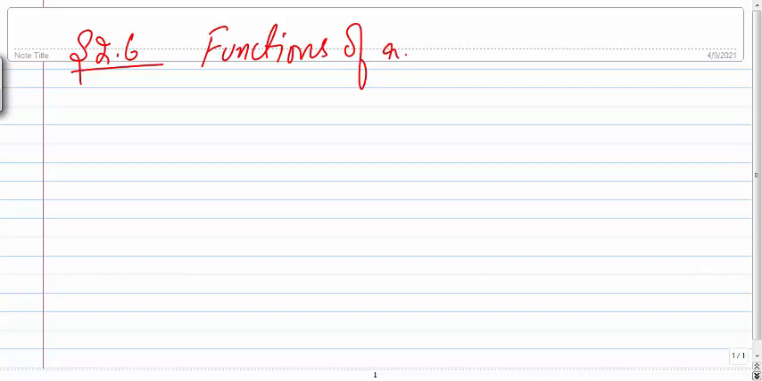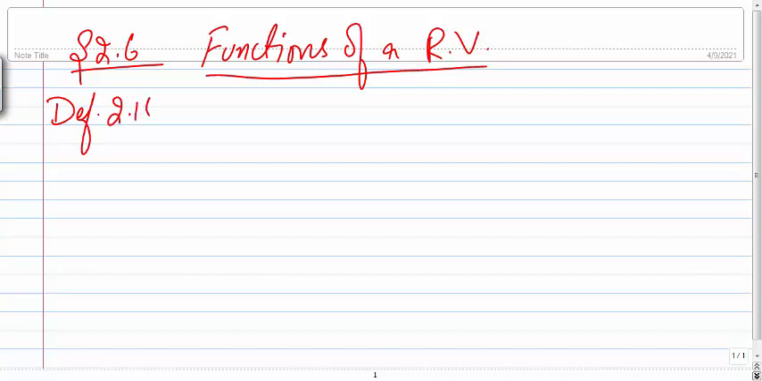Welcome you all. Today we discuss Section 2.6, which is about functions of a random variable. Now, Definition 2.15. The first one is the derived random variable.